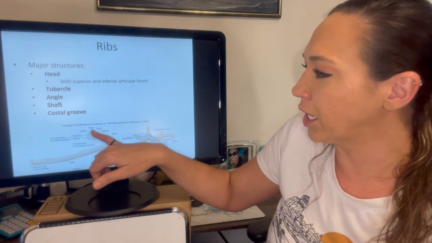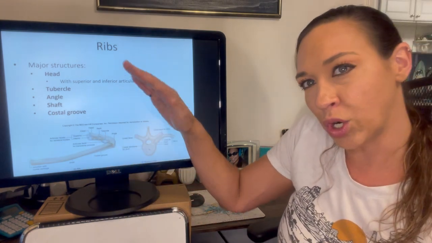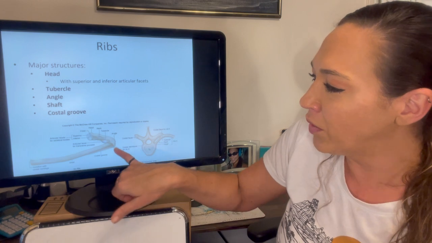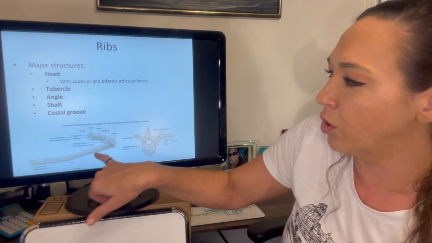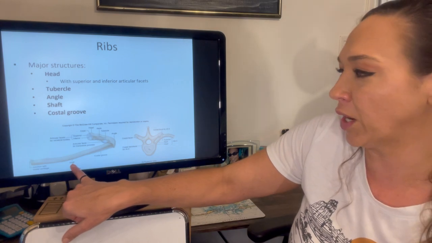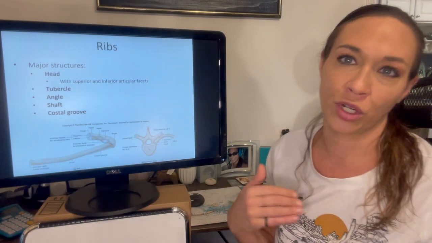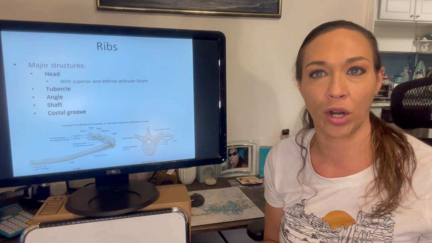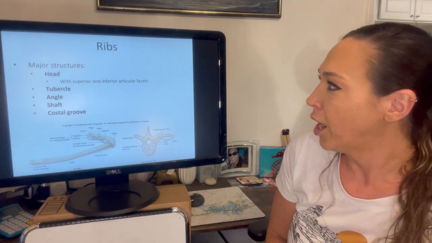And again, moving down here, we've got the angle curving around. We've got the costal groove just below right here. The body is also known as the shaft, the main part right here. And then this is the junction where you're going to have that connection to the costal cartilage and then to the sternum.